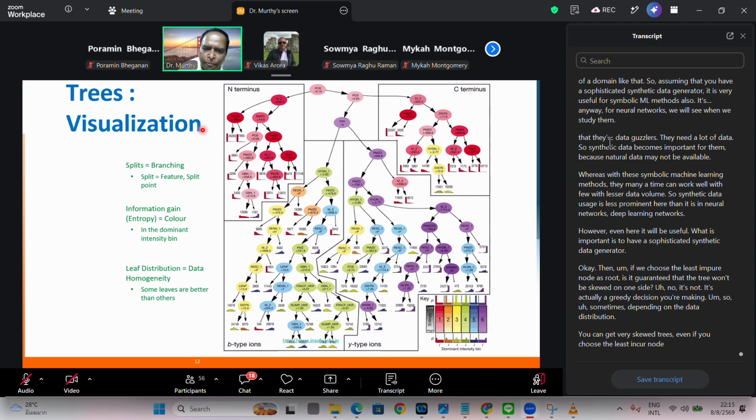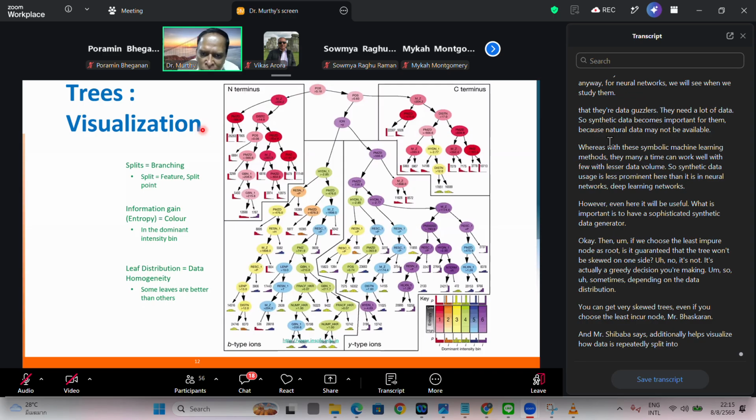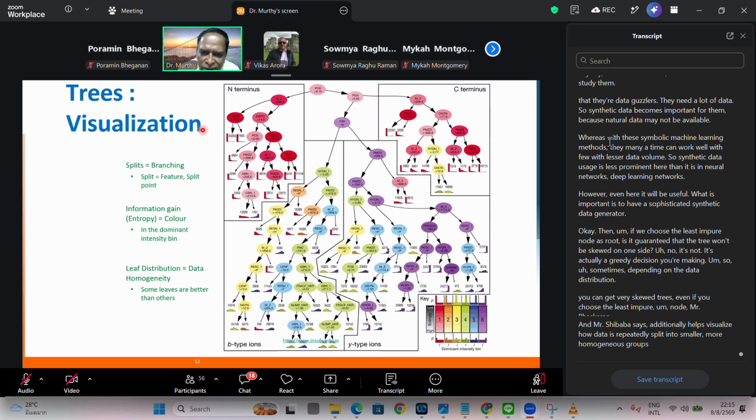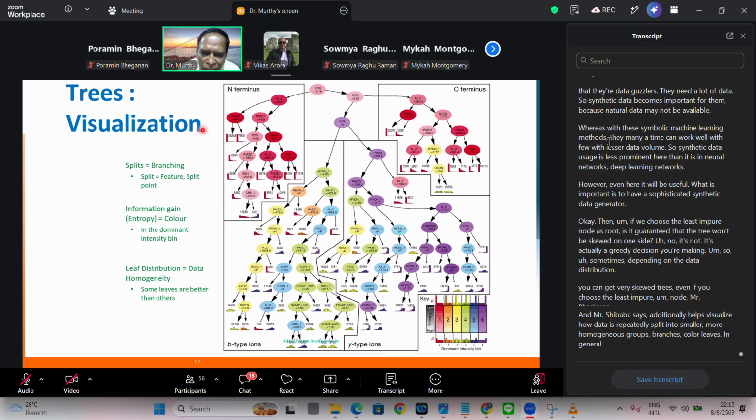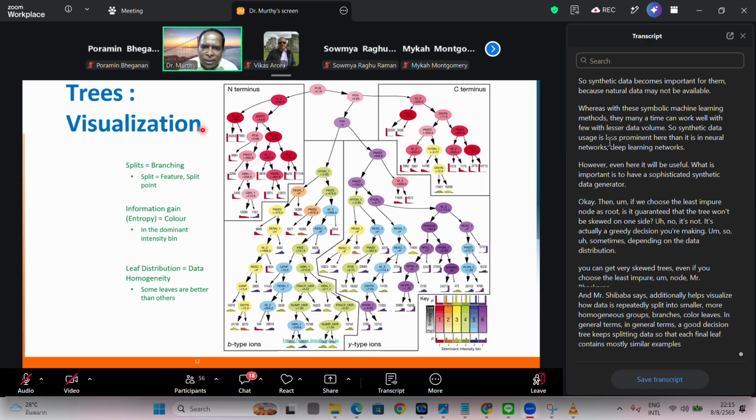Mr. Bhaskaran and Mr. Shibaba say a decision tree helps visualize how data is repeatedly split into smaller, more homogeneous groups, branches, and leaves. In general terms, a good decision tree keeps splitting data so that each final leaf contains mostly similar examples. Absolutely correct. Thank you.